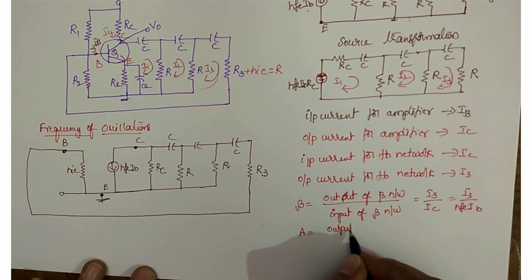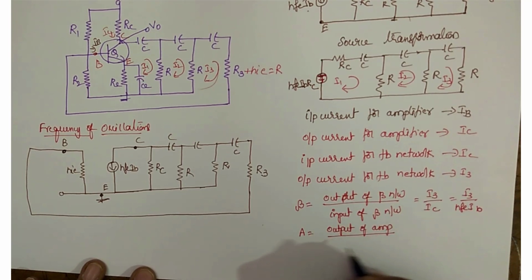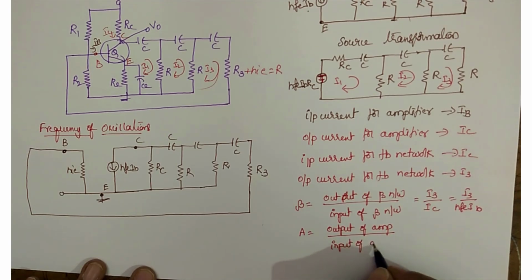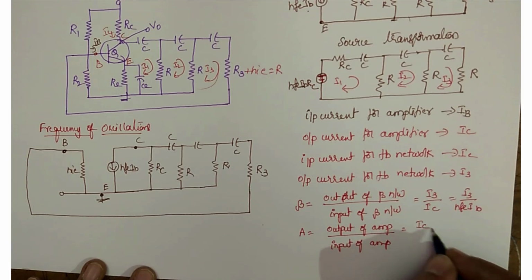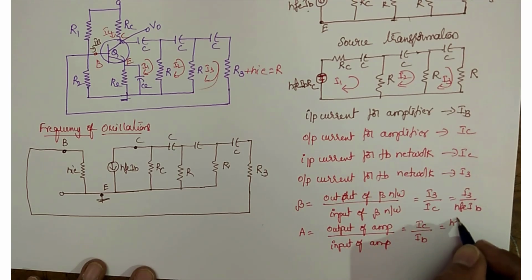Same. The gain of an amplifier means the output current of the amplifier divided by the input current of the amplifier. So what is the output current of the amplifier? IC. The input current of the amplifier is IB. You know IC is HFE IB, divided by IB. So you will get HFE.